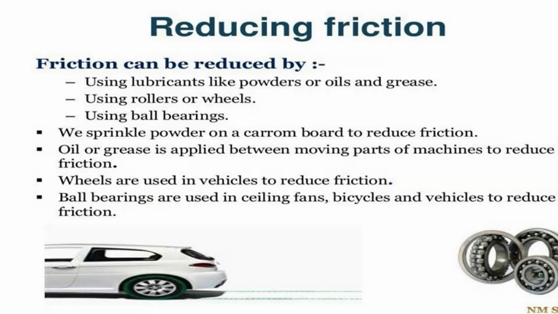Other methods of reducing friction are using lubricants like powders or oil and grease, using rollers or wheels, using ball bearings. We sprinkle powder on a carom board to reduce friction. Oil or grease is applied between moving parts of machines to reduce friction. Wheels are used in vehicles to reduce friction.